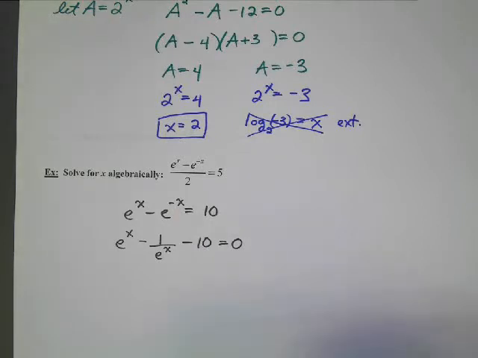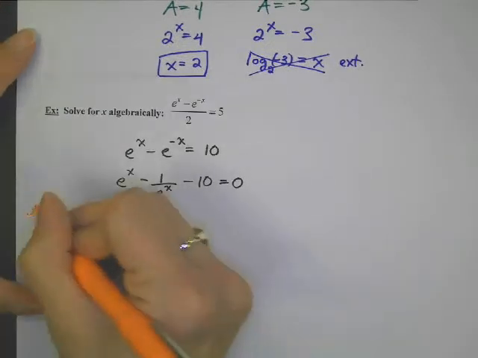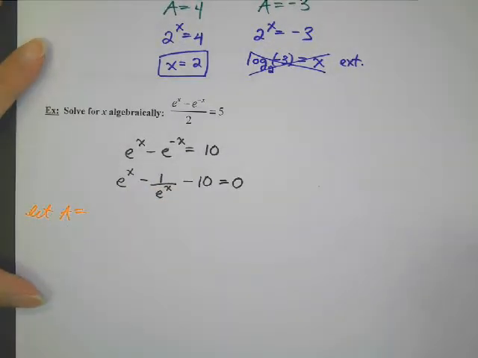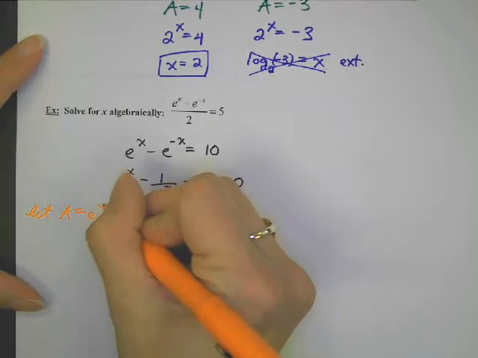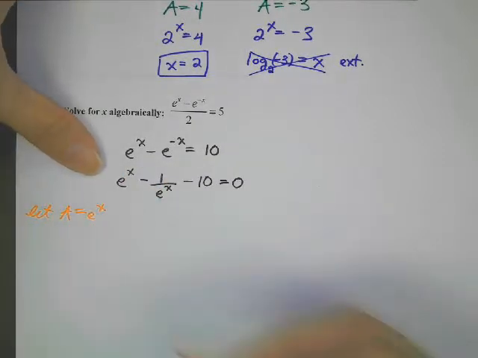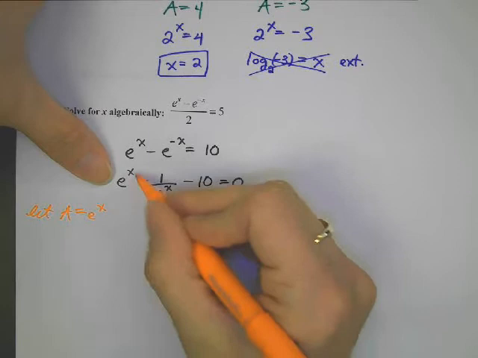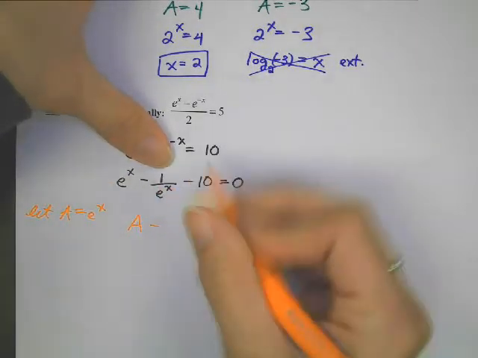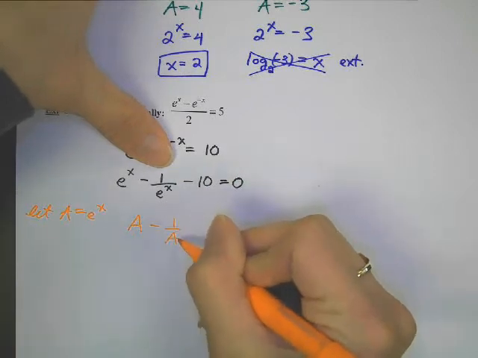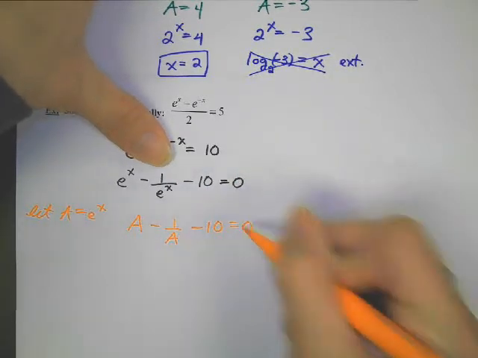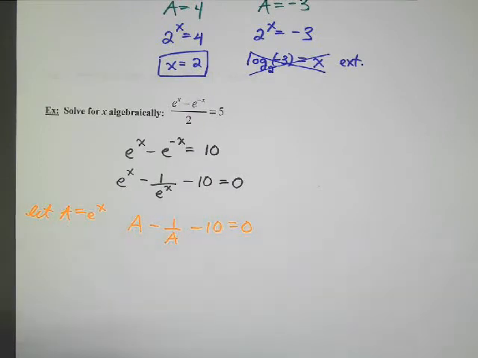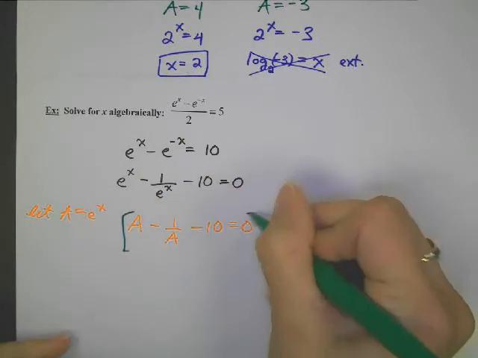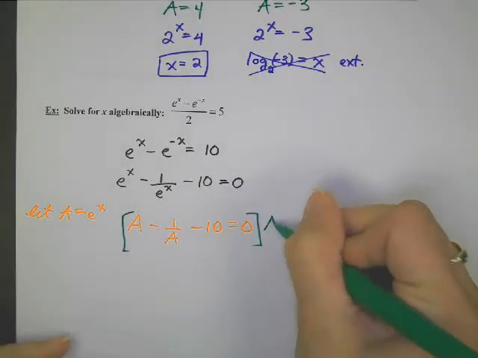The first step to being able to do this is recognizing what you're going to make the A thing be. Let's officially write down: A is going to be what? e to the power of x. So let's take our equation and write it with A's. This first term is just going to be an A, minus the second term, which is 1 over A, minus 10 equals 0. Now, I don't like having that A in the denominator, so we're going to multiply the entire equation by A.